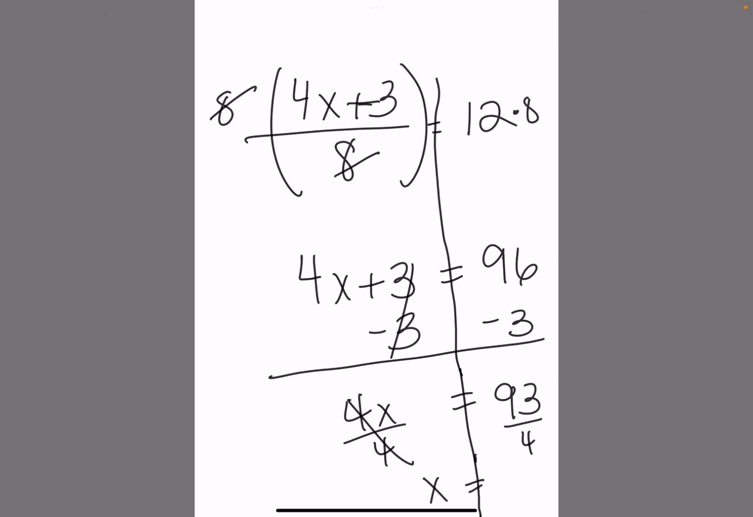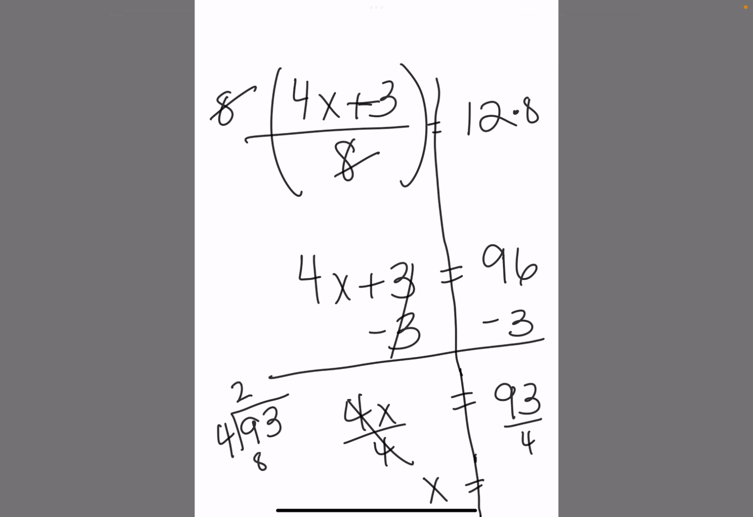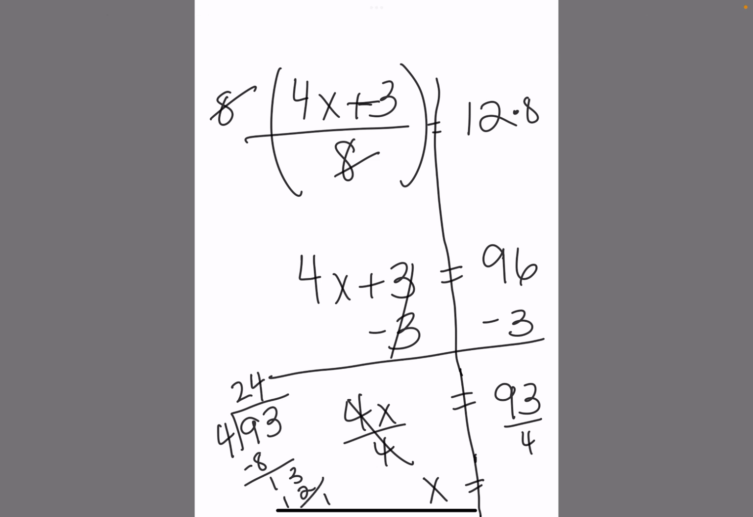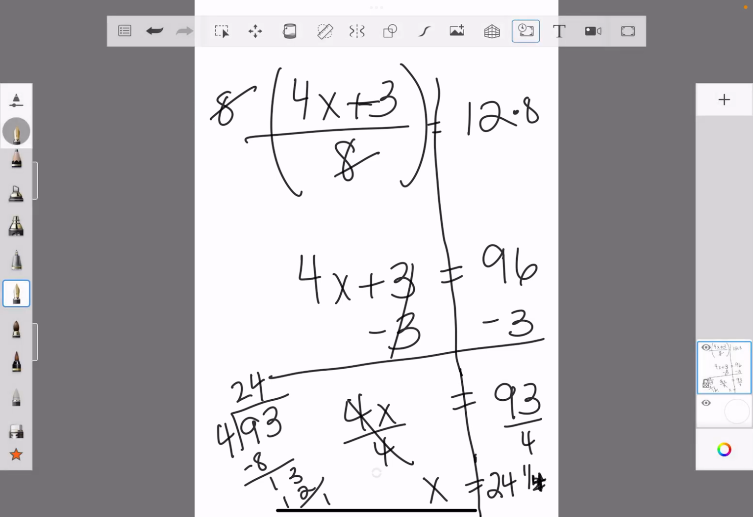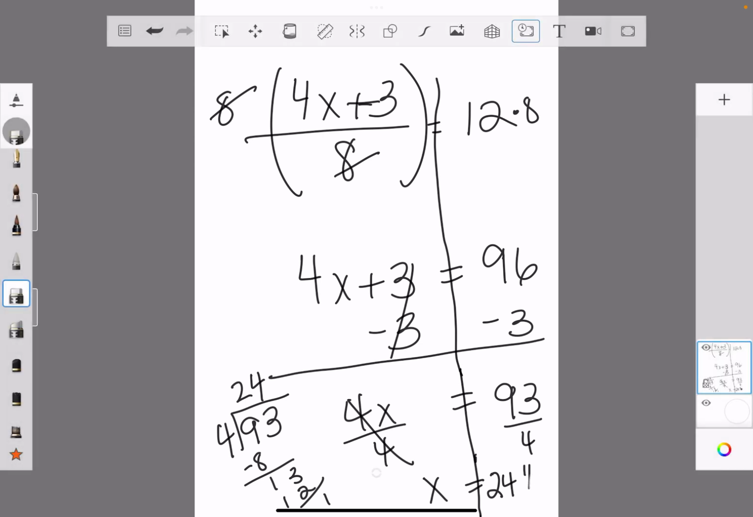In this particular case, 4 does not go into 93 evenly, so you're going to have a fraction. You can put it however you want to. Let's do it. 4 goes into 93 twenty-three times, with 1 left over. So it'd be 24 and 1/4, or 24.25.